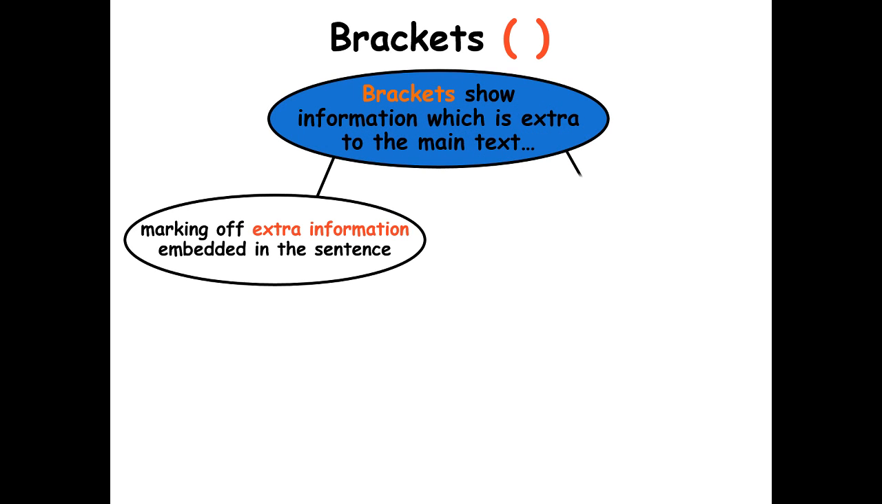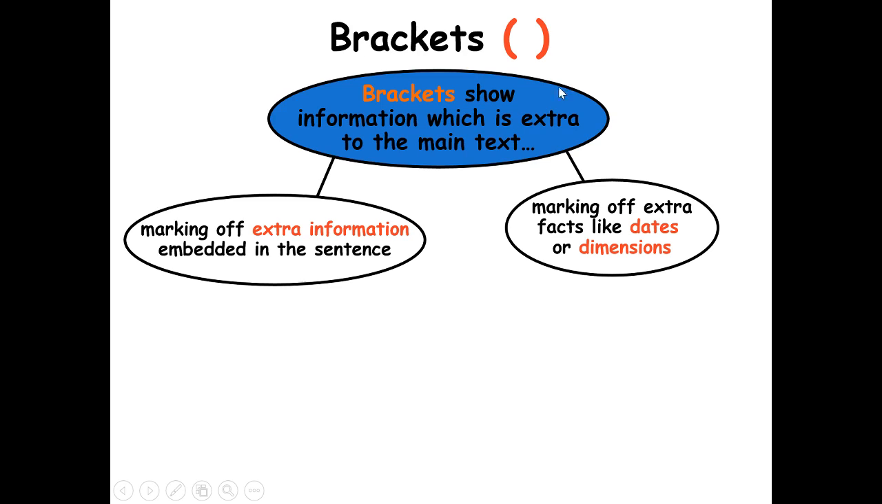Brackets. Brackets show information which is extra to the main text. When you want to give some more extra information about the topic which you are talking about in a passage or sentence, you can mention them in brackets. Sometimes information like dates, age, amounts, things like that, we usually mention them in brackets. Marking of extra information embedded in the sentence. Marking of extra facts like dates or dimensions.